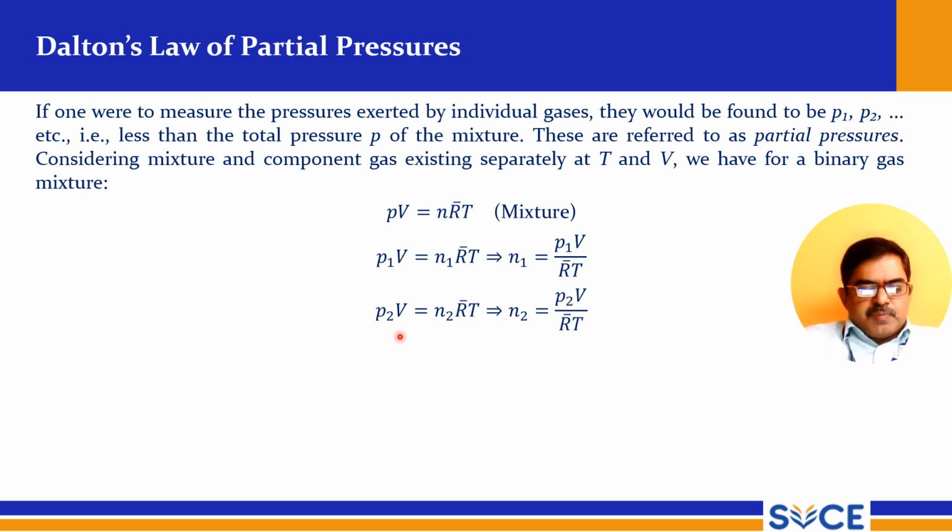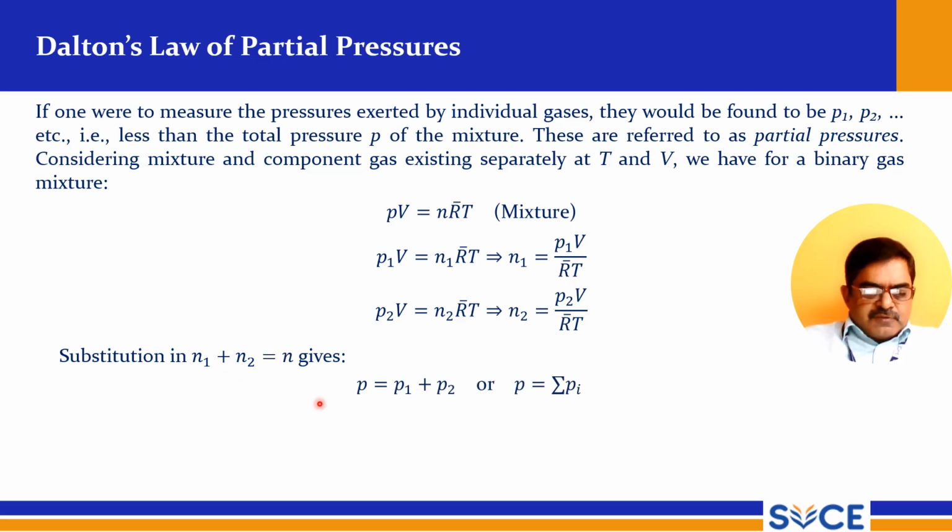So similarly for P2V equal to n2 RT, where n2 can be found out using P2V by RT. So substituting n1 plus n2 equal to n, that gives P equal to P1 plus P2, or P total pressure is equal to the summation of all the pressures.